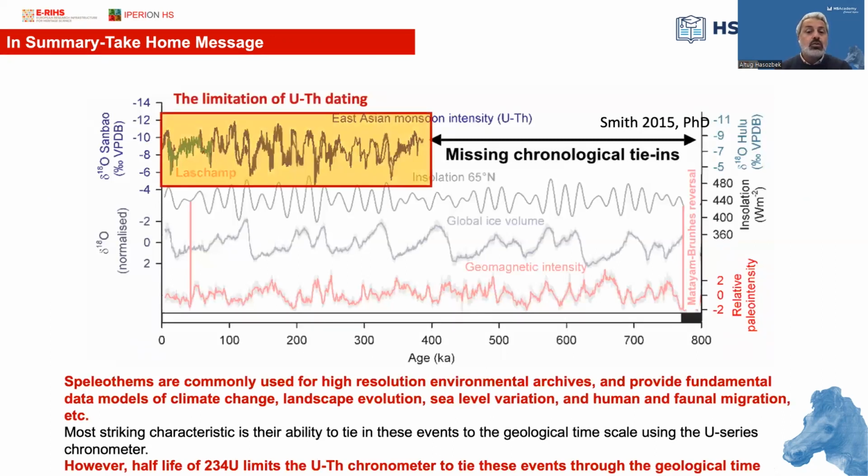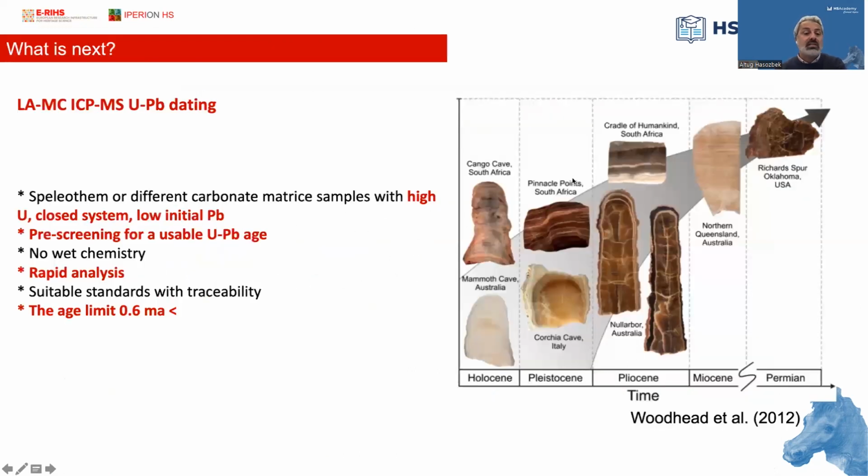This is the uranium-thorium series dating limit. As I mentioned, this is 450K, but for the missing chronological tie-ins, you can use uranium-lead dating, which allows you to date older than 450,000 years, up to 300 million years. By using that, you need a closed system. You have to pre-screen your dating. Some of the labs are very well maintained in terms of clean labs, so they can apply this. But for the laser ablation, there are still some questions about lowering the uncertainties of this technique.